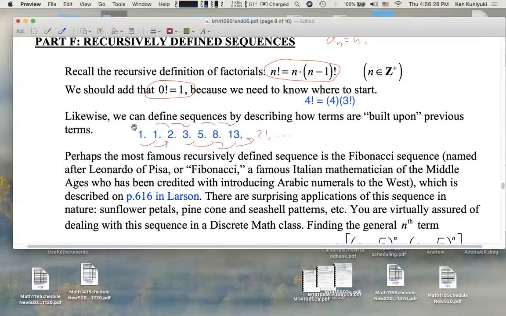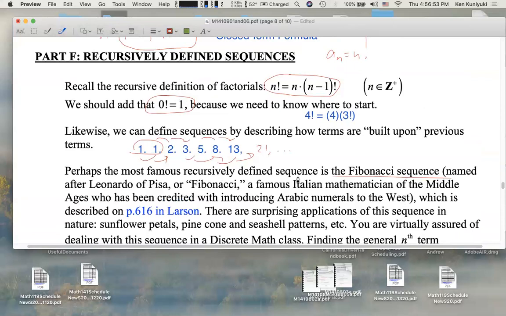So we have 2 seeds. We start with 2 1s. And then to get the next number in the sequence, you add the 2 previous numbers. The Fibonacci sequence, very famous. This is probably the most famous recursively defined sequence.